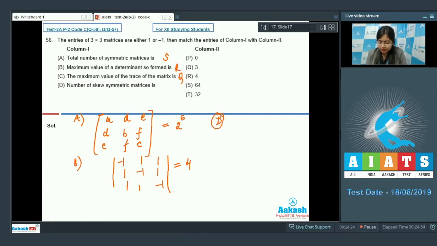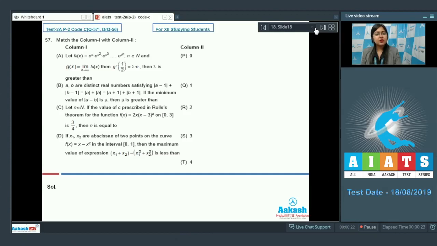Now for option D, we have to find the number of skew symmetric matrices. In skew symmetric matrices, diagonal elements must be 0, but here we cannot take the element 0, so we can say that the number of such matrices will be 0. So option P will be the correct choice.